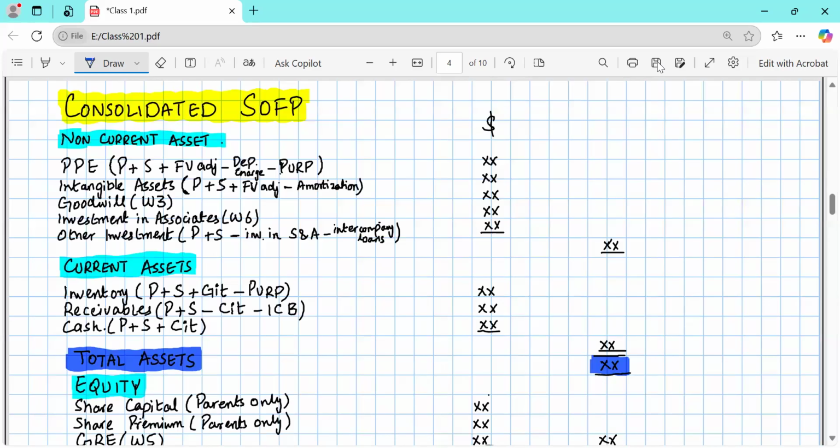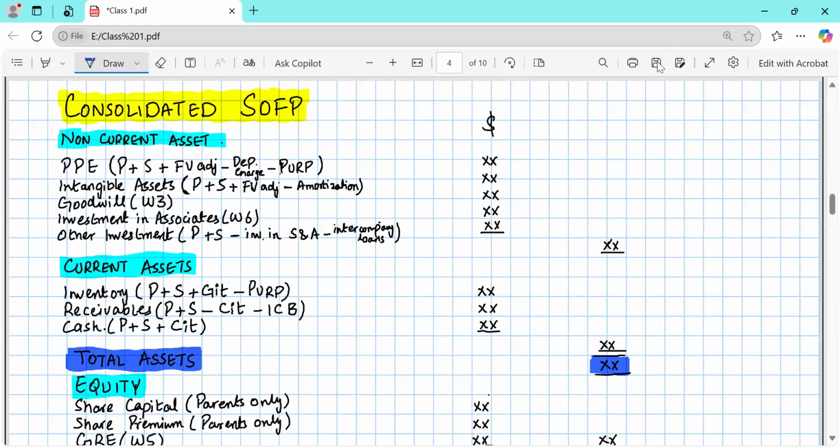So goodwill of subsidiary company, you will show that in the non-current asset section as well. And how will you calculate the goodwill? I have written down W3, which means working three. So it means you have to do a certain type of working to calculate goodwill. After doing the working, whatever the answer of the goodwill is, you will post it here.